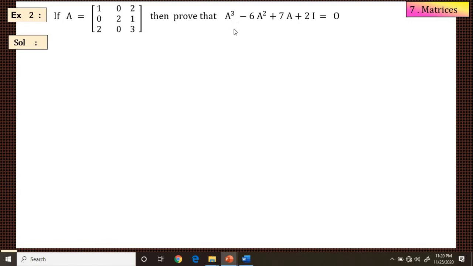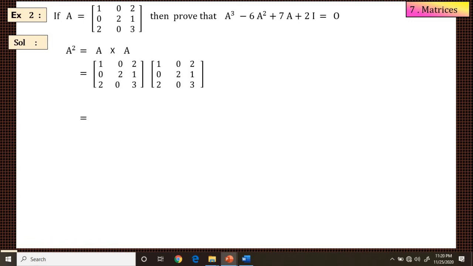To find the A cube, A square is required. Therefore, first we operate A square matrix. So A square is equal to A into A. So that is A matrix substitute 1 0 2, 0 2 1, 2 0 3, and same matrix 1 0 2, 0 2 1, 2 0 3. So by following the definition of product, row into column wise elements are operated.